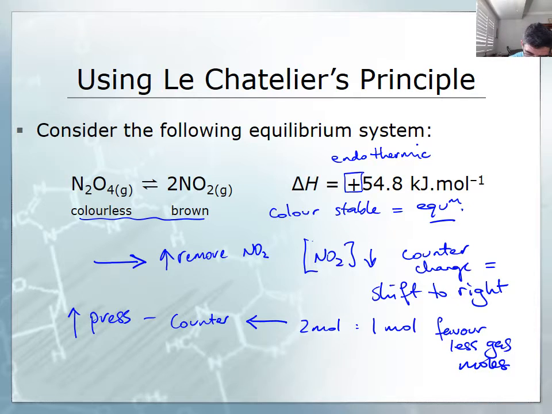And finally, if we were to increase the temperature, we favor the counter, which is endothermic. So therefore, this will be a shift to the right. In the forward direction, it is endothermic. We take in heat, so that extra temperature, that extra heat can be taken in through the formation of NO2.